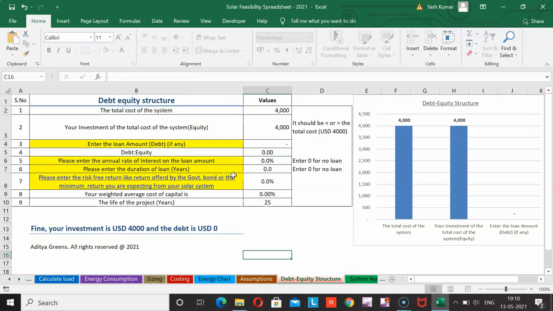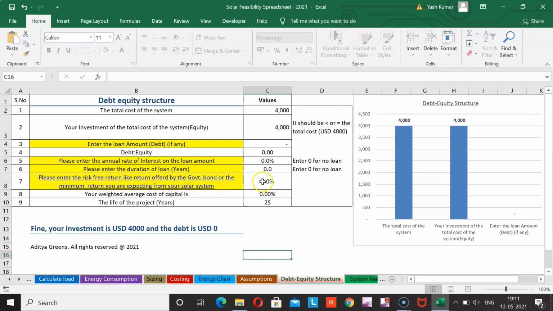Now coming to debt equity structure. The debt equity structure helps you in deciding the cost of capital. So for example, if you have invested your own money, in that case, the cost of capital would be the 10 or 20-year government bond yield. But if you have taken a certain amount of loan from a lender, then the overall cost of capital would be a weighted average of your risk-free return from government bond and the interest rate that is charged by your lender.